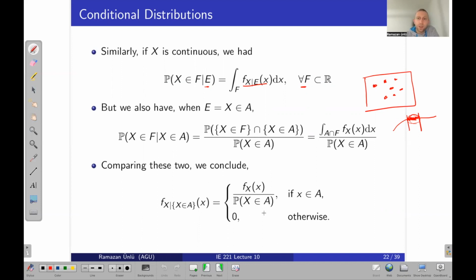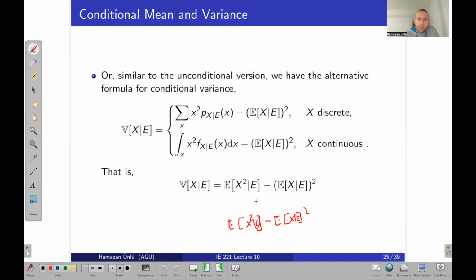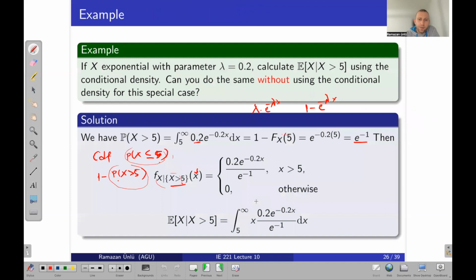The conditioned event. What is the conditioned event here? X is greater than 5, right? What is the probability of the conditioned event, the probability of x greater than 5? We have just calculated it, which is e to the minus 1. So the denominator will be e to the minus 1.